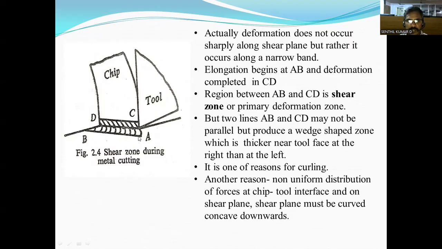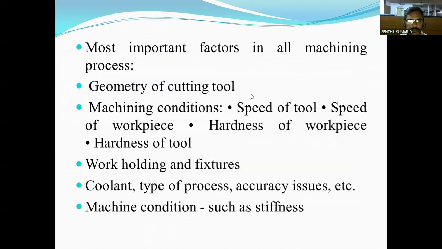Another reason for curling of the chip is the non-uniform distribution of forces at the chip tool interface and on the shear plane. The shear plane must be curved concave downwards. In this figure, we can see the curling of chips when the tool is in cutting action.